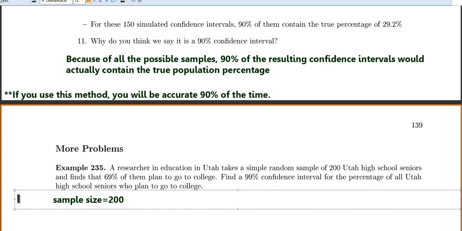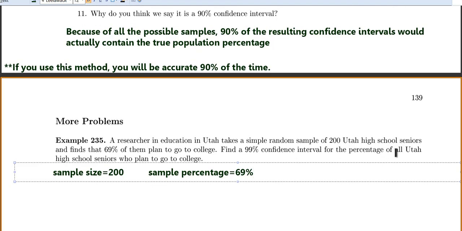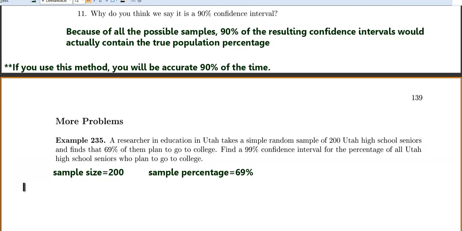And 69% plan to go to college. So my sample percentage equals 69%. Find a 99% confidence interval for the percentage of all the high school students who plan to go to college.